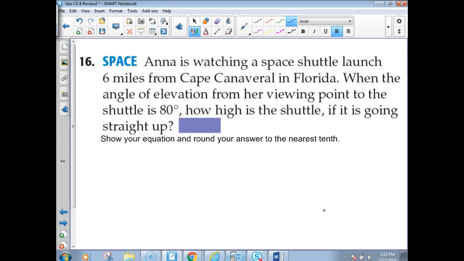Anna's watching a space shuttle launch 6 miles from Cape Canaveral, Florida. When the angle of elevation at the viewing point is 80 degrees, how high is the shuttle? Okay, so I'm going to draw a little picture. You're somebody standing there watching it, and you're 6 miles from where it takes off. The shuttle would have gone up in the air. We're going to try to find how high up it is. Her angle of elevation was 80 degrees, so she's looking up at an 80-degree angle to the top of the shuttle up in the air.